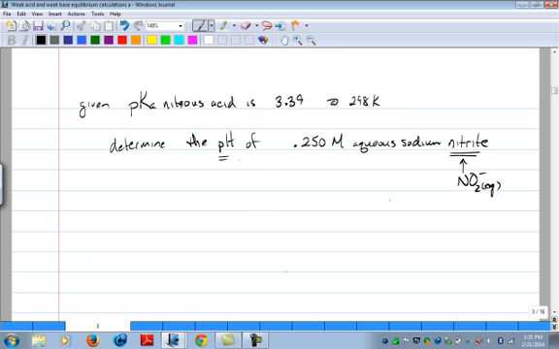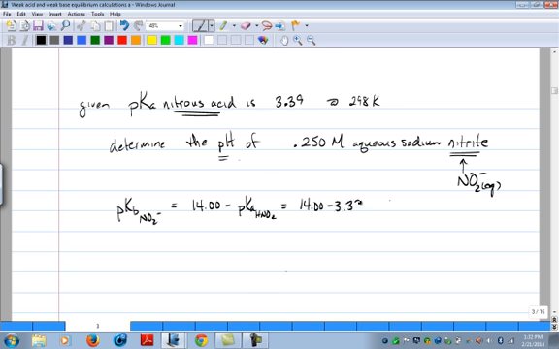But notice they're not giving any information directly about nitrite. They give you the pKa of the conjugate acid of nitrite, which is nitrous acid, at a given temperature, and they're saying that it's 3.39. So you take that information and the relationship in aqueous solutions that the pKb of the conjugate plus the pKa of its conjugate has to add up to 14. So the pKb of nitrite is going to be 14 minus the pKa of its conjugate. So that's an easy calculation.